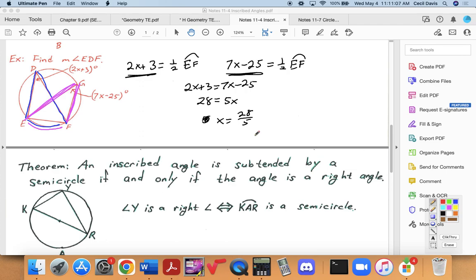I would not make it a mixed number. Anytime you're going to have to substitute it back in, it's not nice. It does turn out to be a fairly nice decimal, so I'll do that. It's 5.6. So the measure of EDF is going to be 2 times 5.6 plus 3. This is 11.2 plus 3, so it's 14.2 degrees.